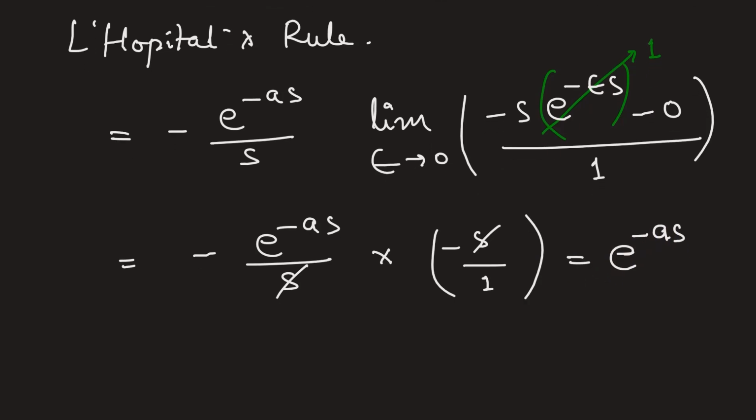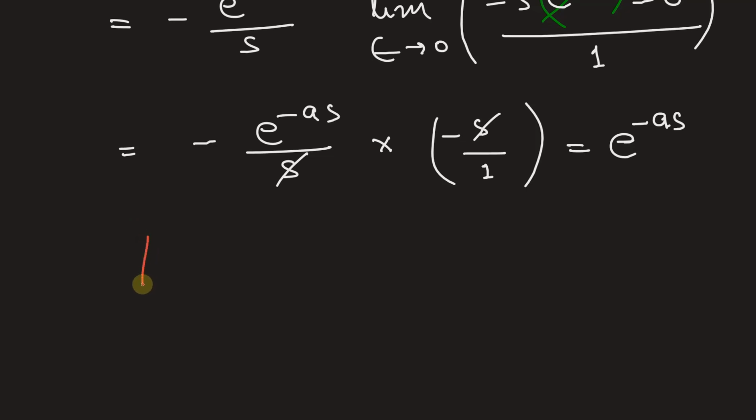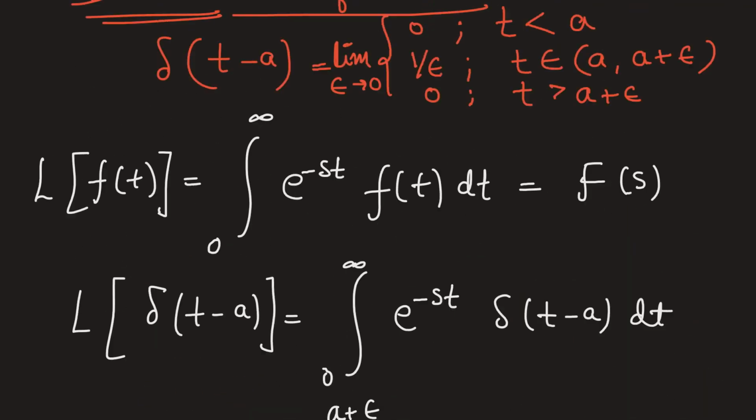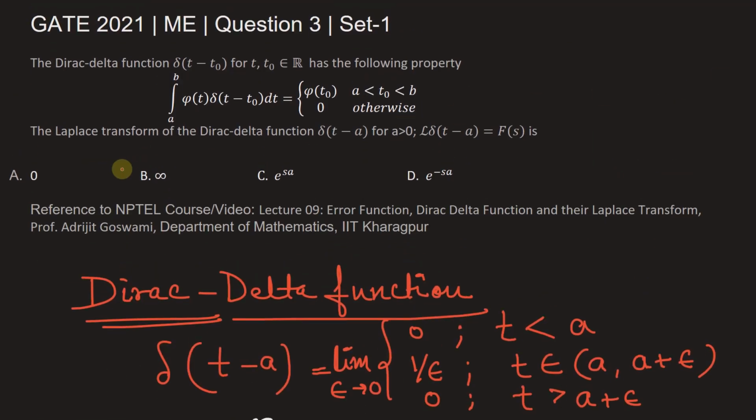So what we see here is that the Laplace transform of the Dirac delta function, sometimes also called the impulse function, delta(t minus a), will be equal to e to the power of minus as. This will be our final answer, and let's match it with the given options. If we check the options, we will find option D is our correct choice.